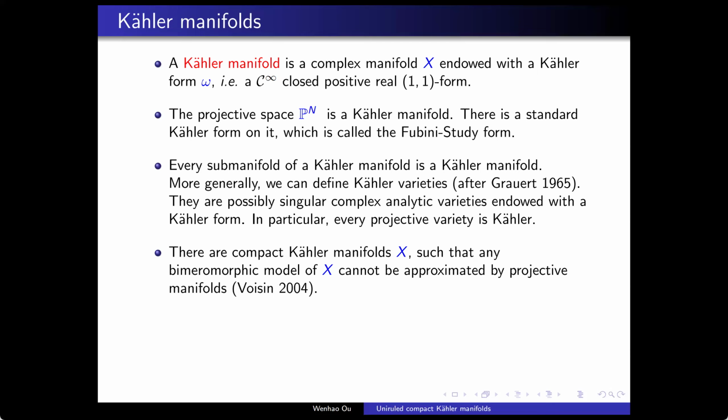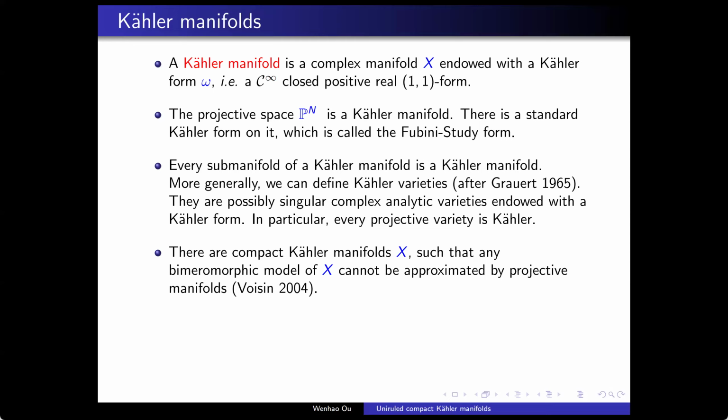And every submanifold of a Kähler manifold is a Kähler manifold, because we can restrict the Kähler form to this submanifold. So the submanifold is again Kähler. And more generally, we can define Kähler varieties. This is due to Kähler in 1965. They are possibly singular complex analytic varieties endowed with a Kähler form. Again, typical examples are projective varieties. Every projective variety is Kähler.